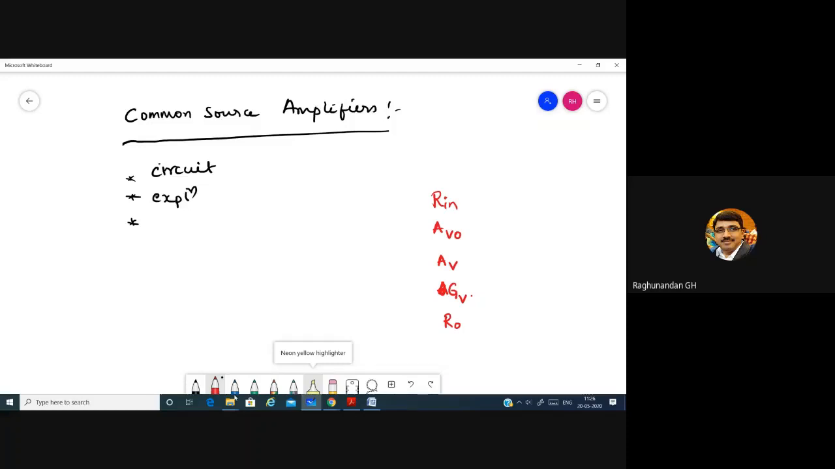The same thing, when we discuss the common source amplifier, we have to write each individual equation. What is the Rin for this particular amplifier? What is Vo? What is Vgs? What is Av0? What is R0? If you write this much, then you are done with the common source amplifiers: the circuit explanation, equations, derivation. Some equations can be written directly by seeing the circuit. Some equations we have to derive by applying KVL.